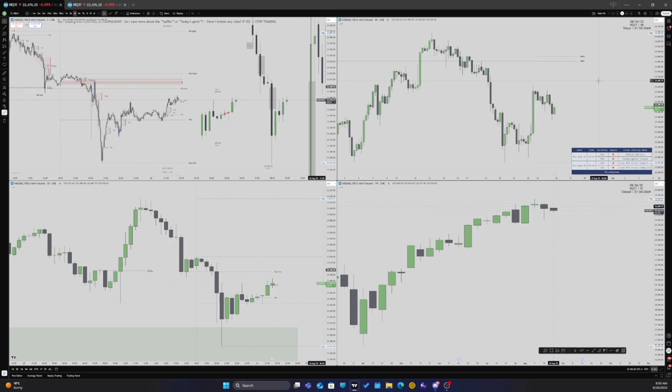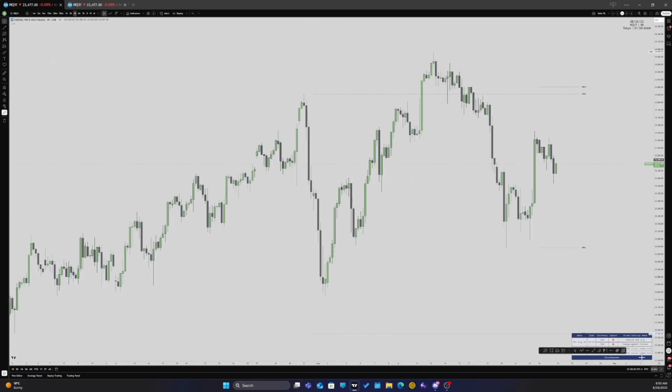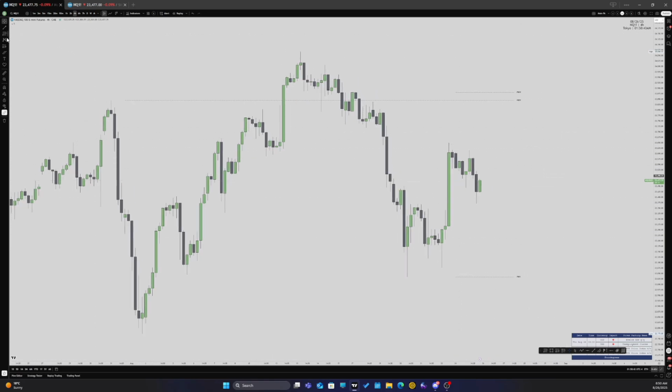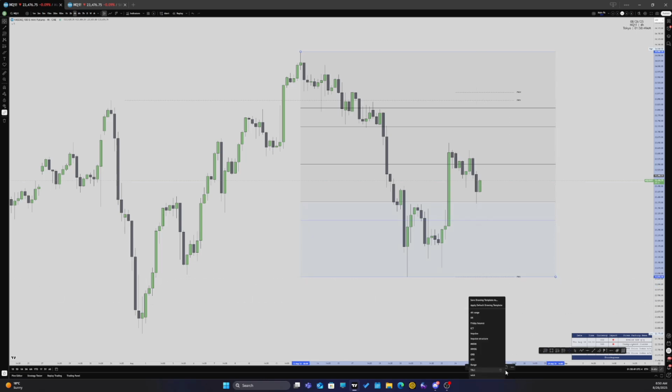We are looking at the Nasdaq on the 4-hour here. We are in this range, basically, on the 4-hour. Decide to previous week low.